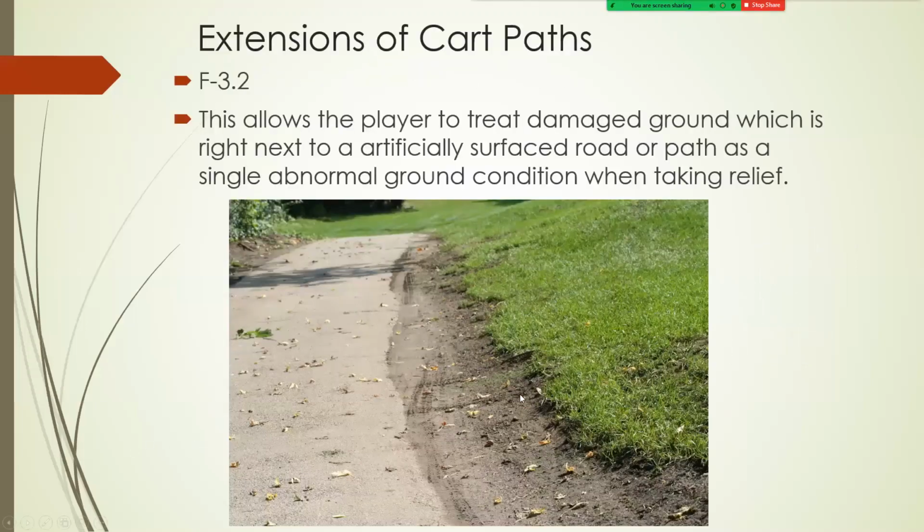Extension to the cart path. We have this in for all our tournaments. So basically, this allows the player to treat damaged ground, which is right next to an artificially surfaced road or path, as a single abnormal ground condition when taking relief. So we don't want to have to go out and mark all these dirt areas beside cart paths as ground under repair. That would be a pain. So this model local rule allows you just to determine that, okay, this is all one abnormal ground condition, the cart path plus all these worn edges that are near it or at the end of it. So I'd really recommend having that on your hard card.